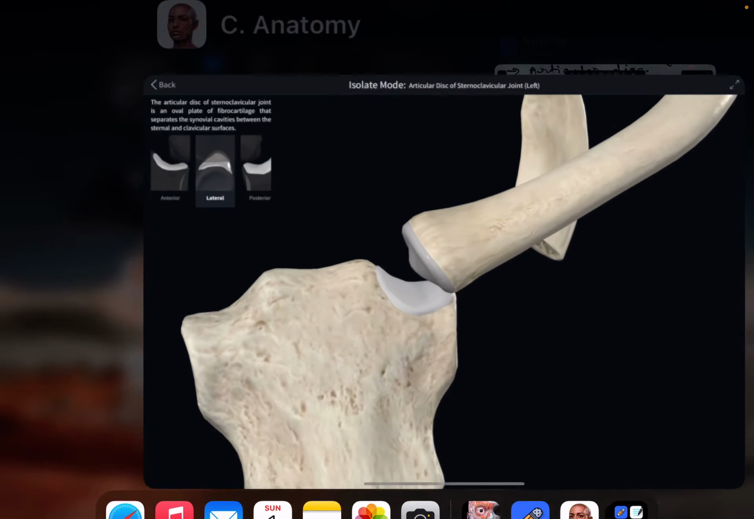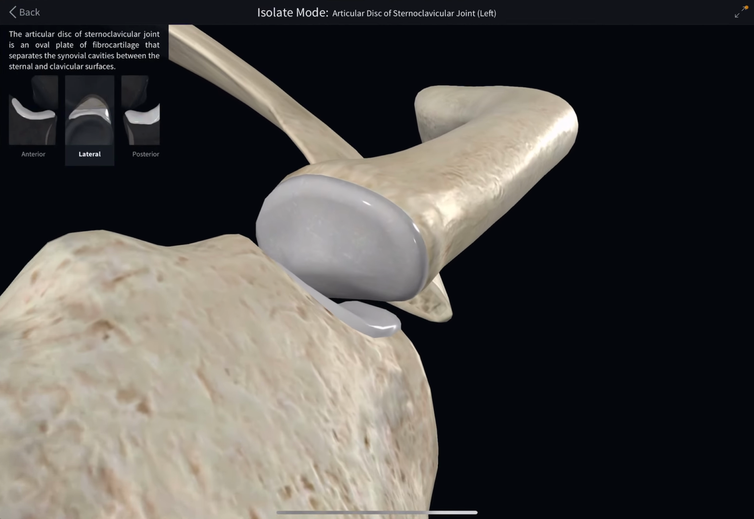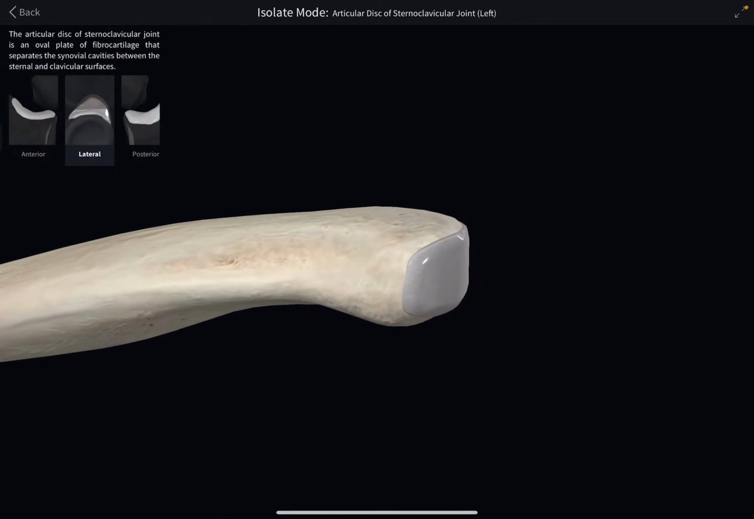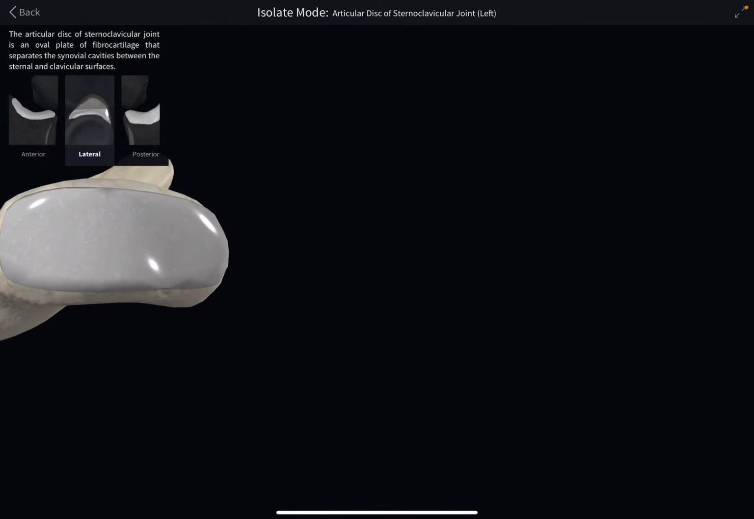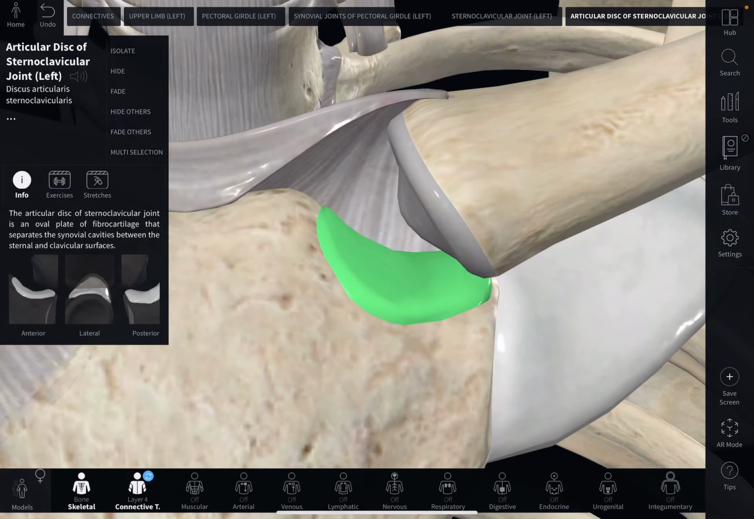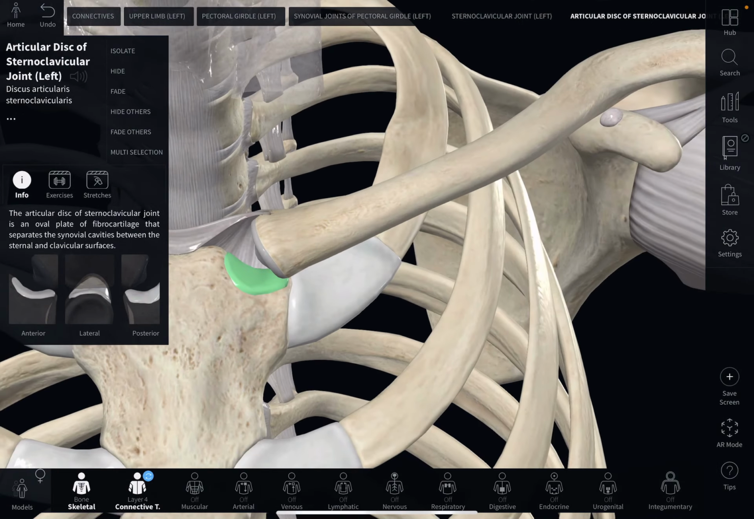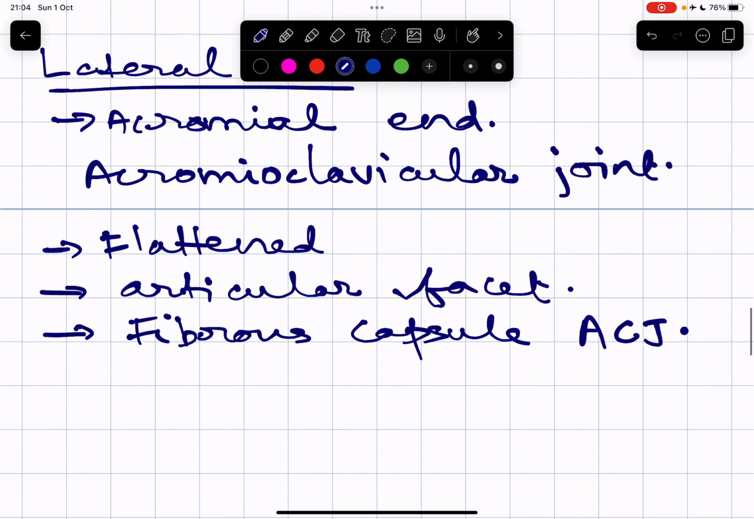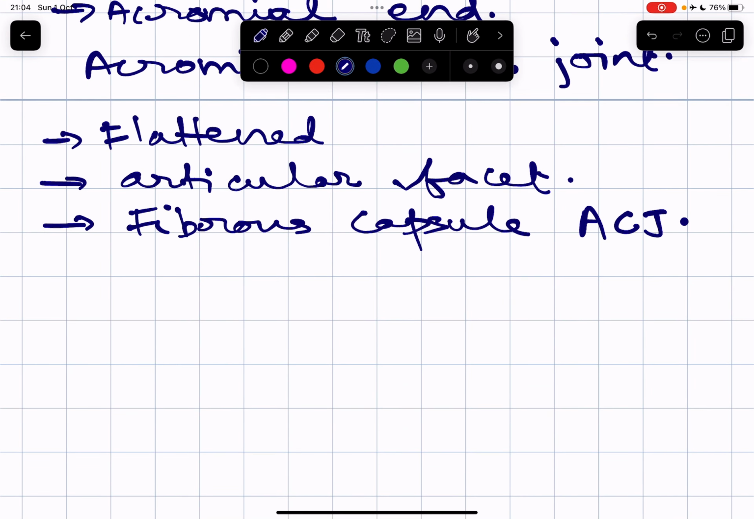So one more time, let us take a look at the medial end. This is the medial end. As you can see, it is expanded, and the lateral end is actually flattened. This is the flattened lateral end of the clavicle, the acromial end. So that's about the ends of the clavicle. Now coming to the shaft. What is the shaft? The shaft is the part of the clavicle that's between the ends.